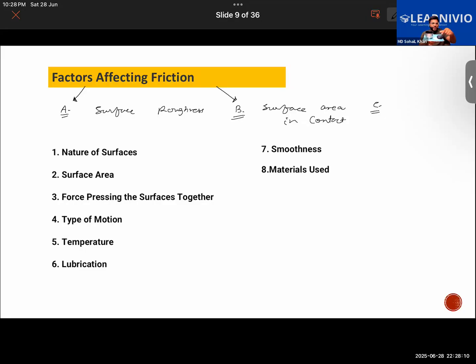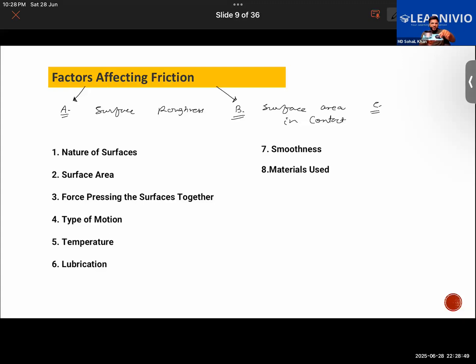Why so? Because this object is lighter, it's pressing the surface with less force. It's applying a downward force, kind of pressing the table on which it is kept. Getting what I'm trying to say? While this object over here is pressing the surface with more force. That's why it will be difficult to push that object.